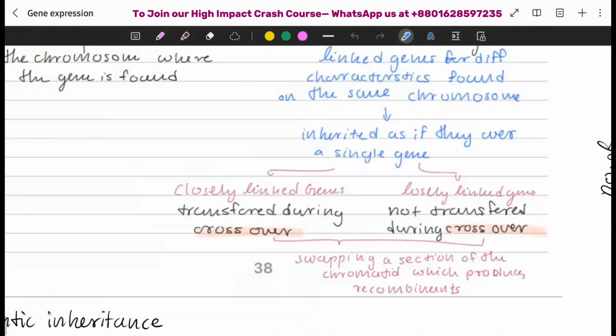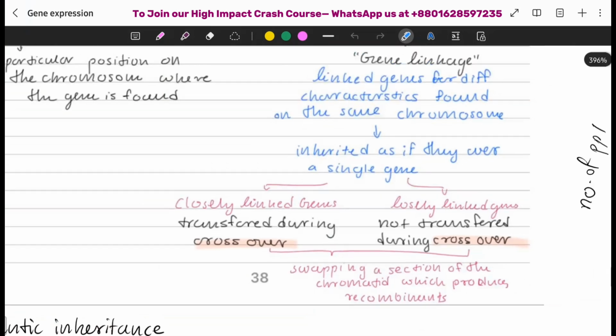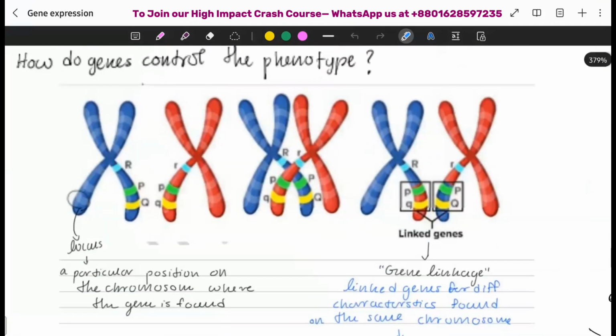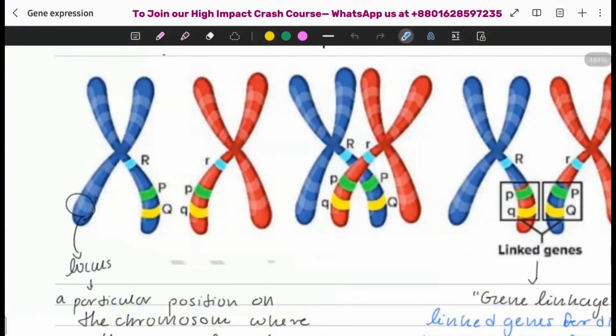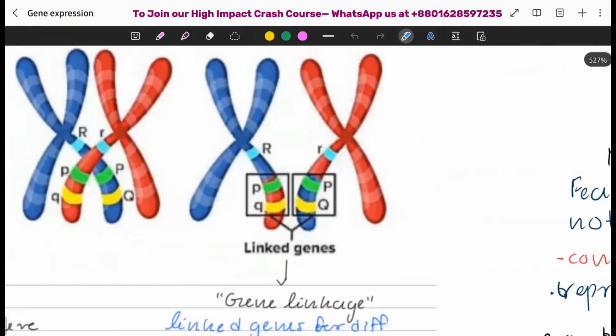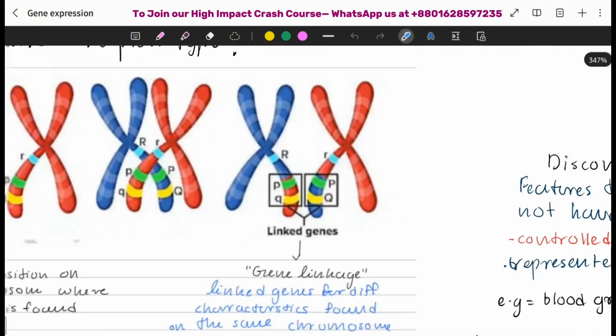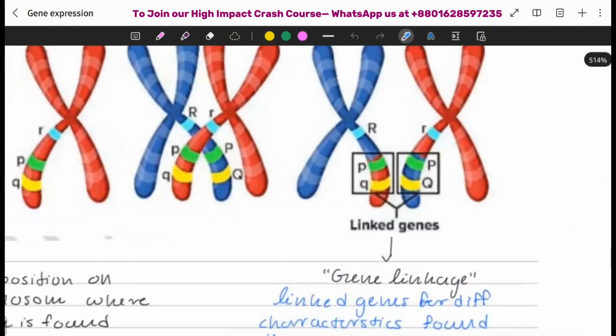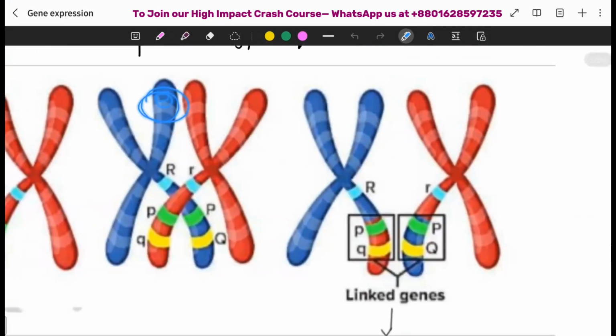Basically, here we see two chromosomes doing crossing over, and after that they exchange sections. So one will have the characteristics of the red one and the other will have the characteristics of the blue one. That's how crossing over occurs. For the closely linked ones, as this and this are close, they got changed together. But if we're talking about this gene here and the gene here, they're not close. They're loosely linked. That's why the gene here remains the same, but the other one will be transferred to the other chromosome.